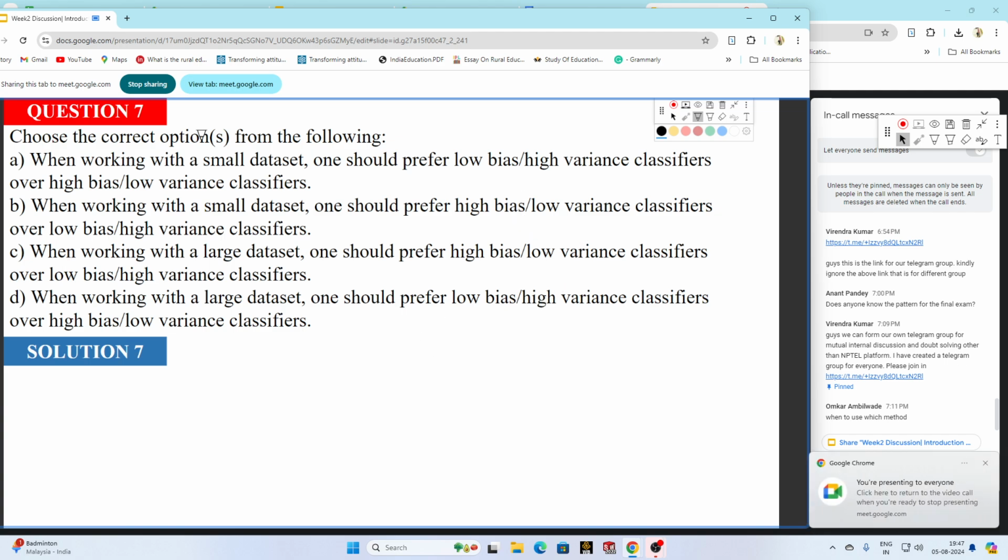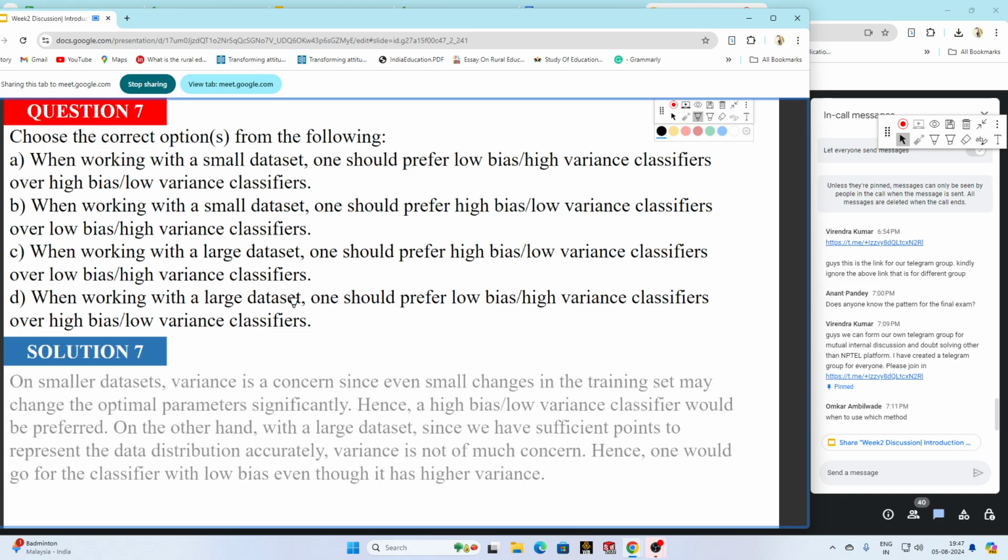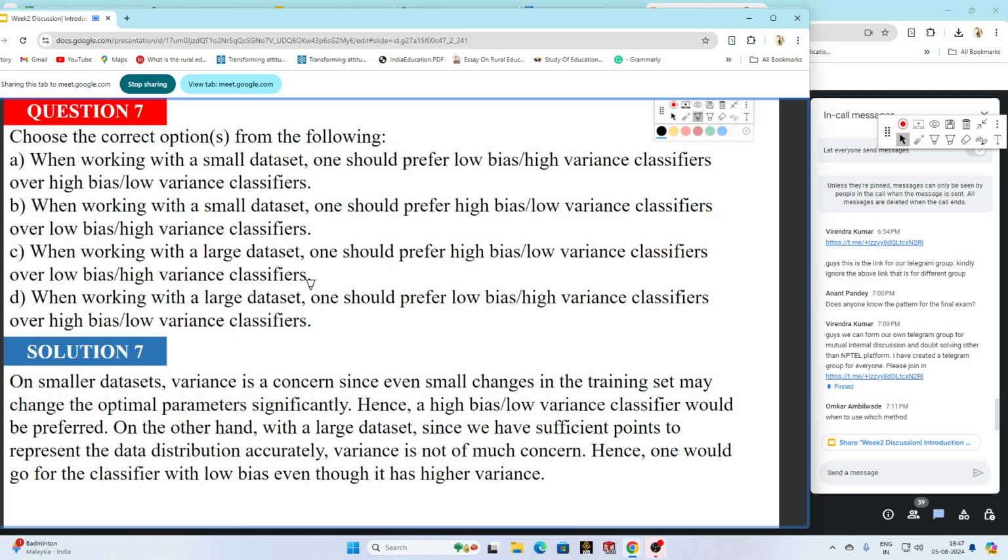Okay. So choose the correct option from the following. These are the four options. So we have been given two things. One is a small data set and another one is a large data set. Whenever we are considering a small data set, there will be error because we are considering fewer data points. So there will be error, but we want our variance to be small.